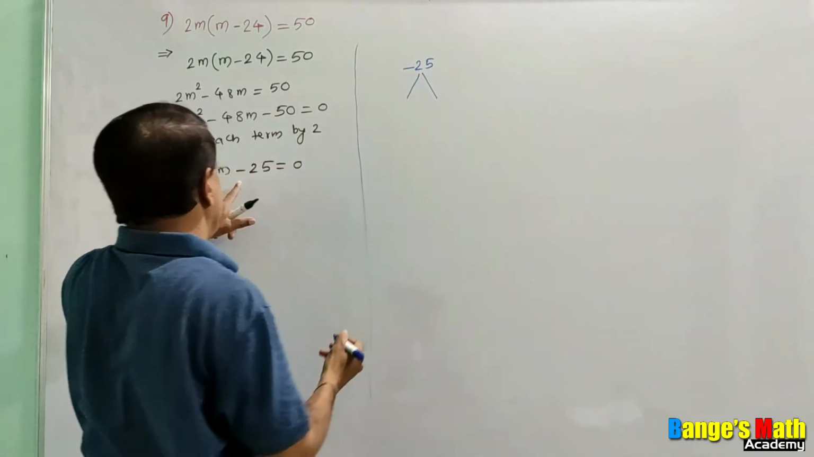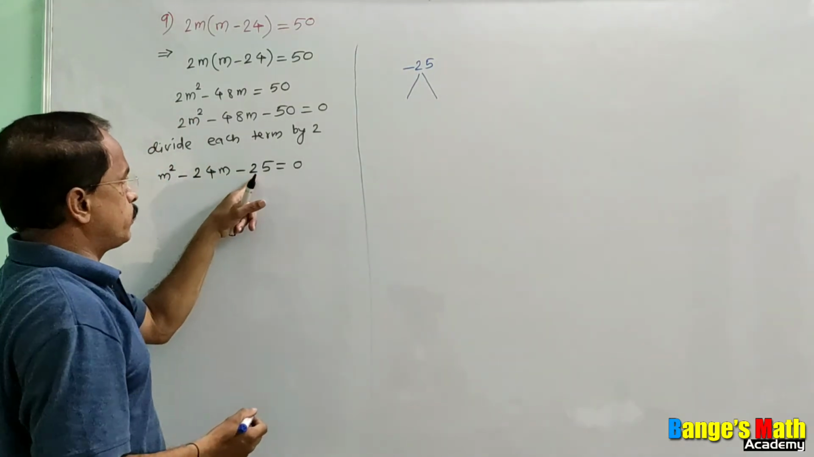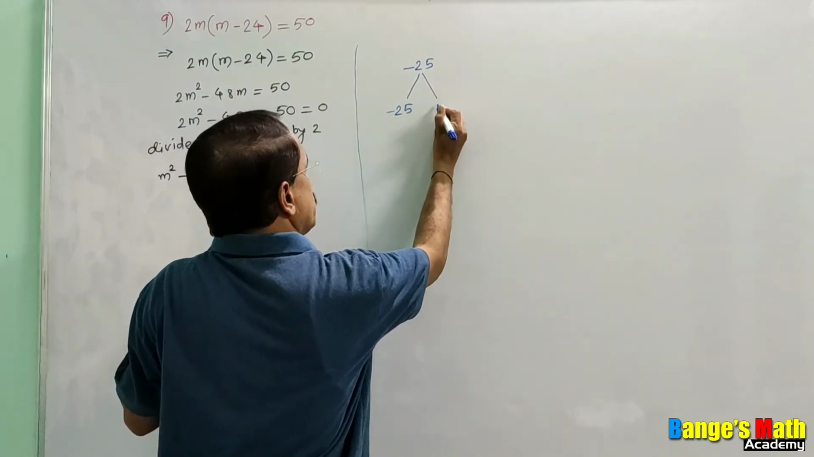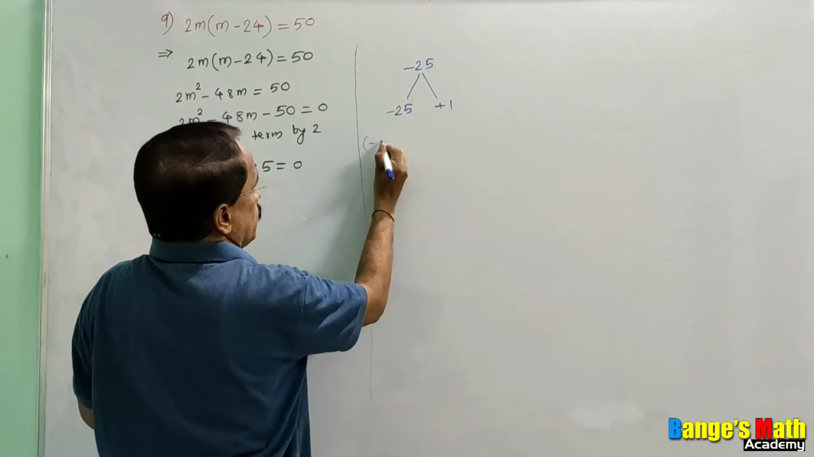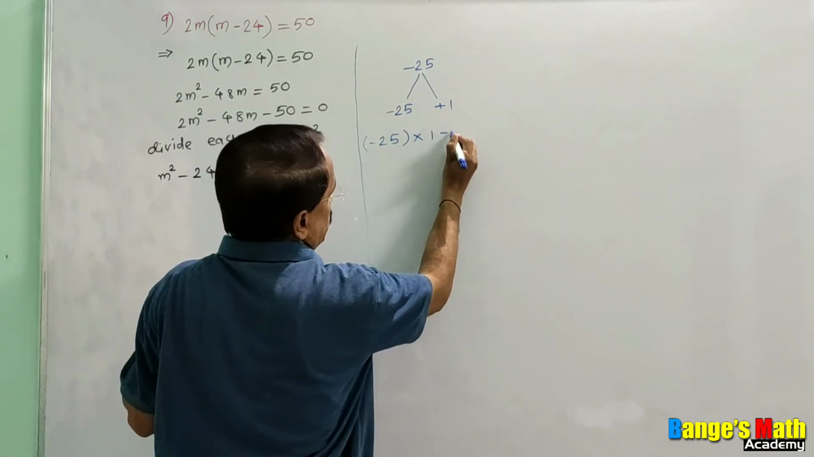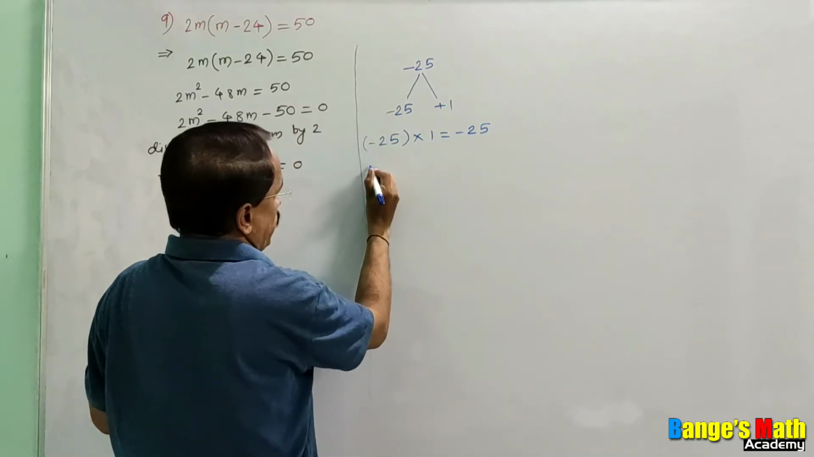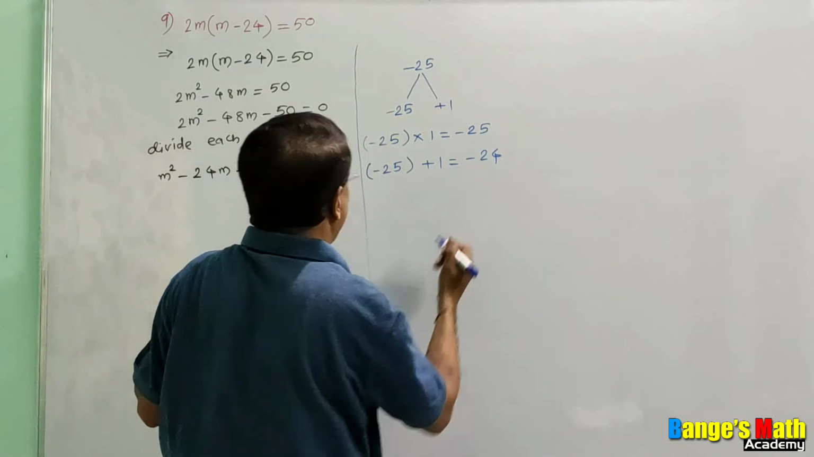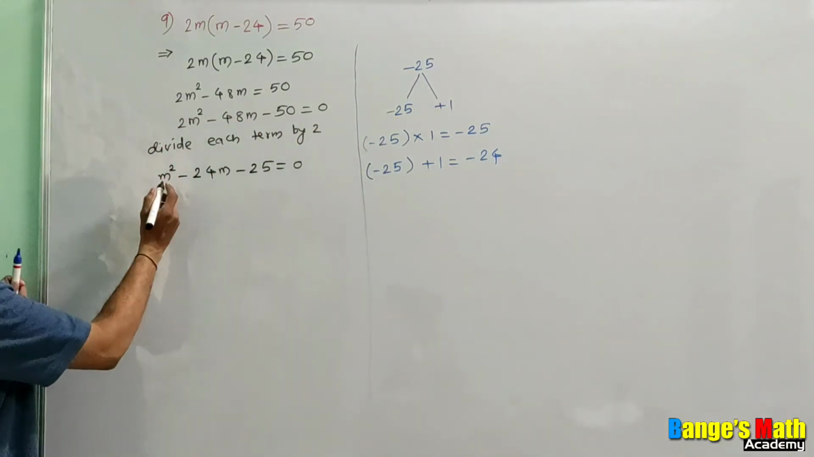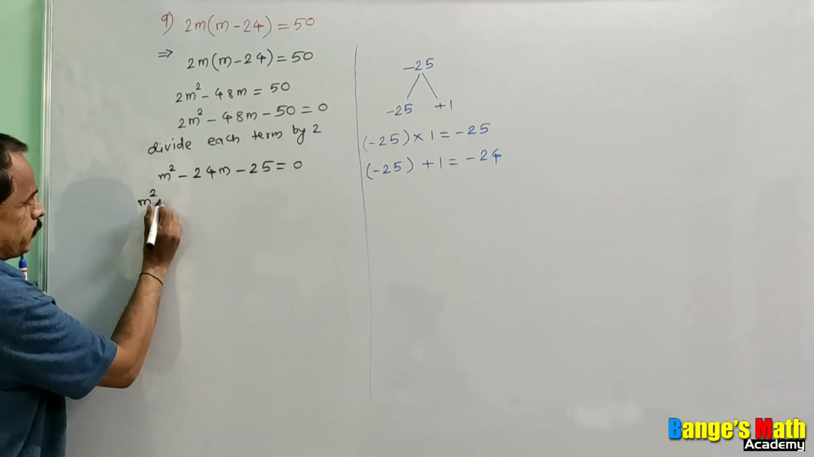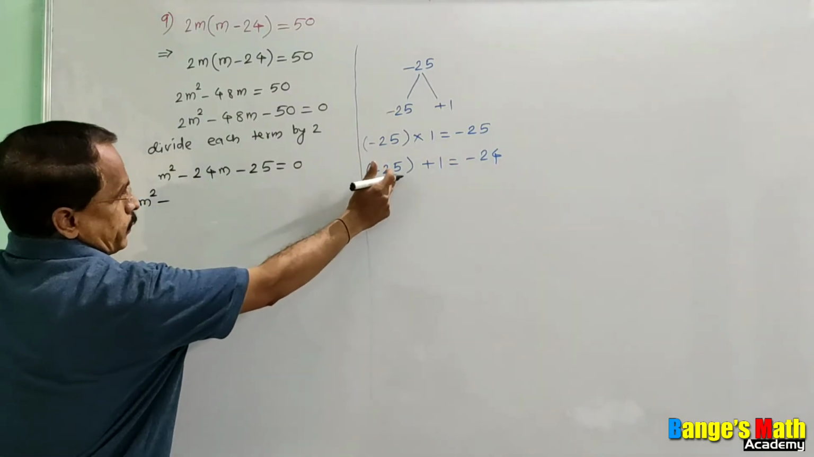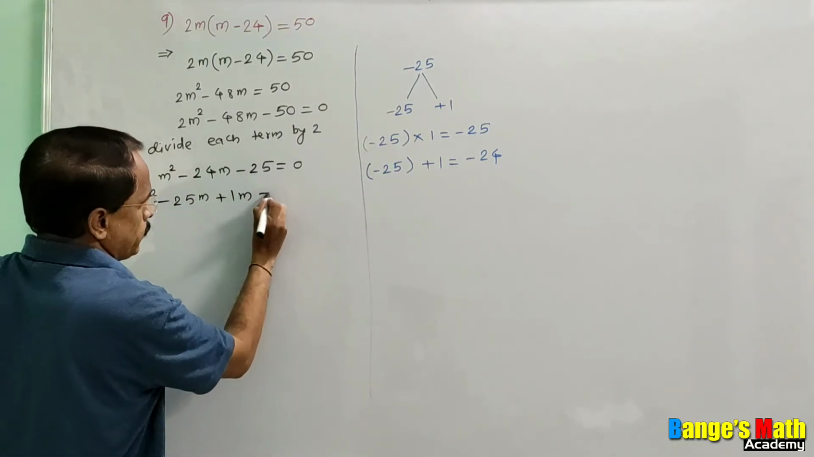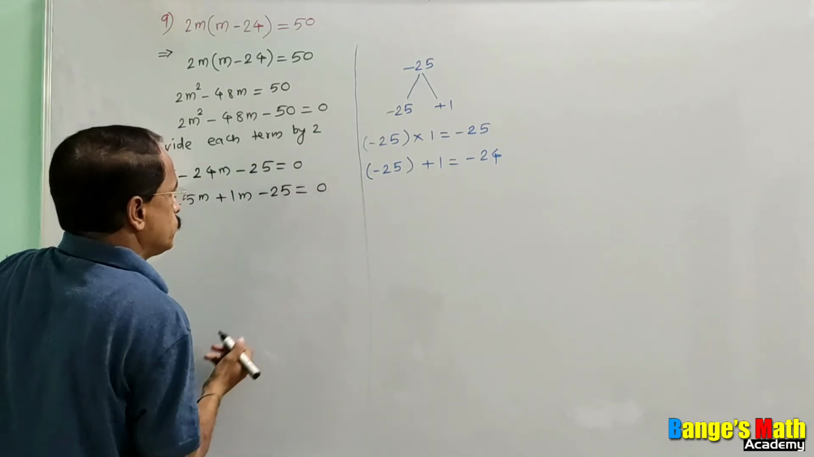Find two numbers such that their sum is minus 24 and their product is minus 25. The two numbers are minus 25 and plus 1. The product of these two numbers is minus 25 and the sum is minus 24. So we split the middle term: m square minus 25m plus 1m minus 25 is equal to 0.